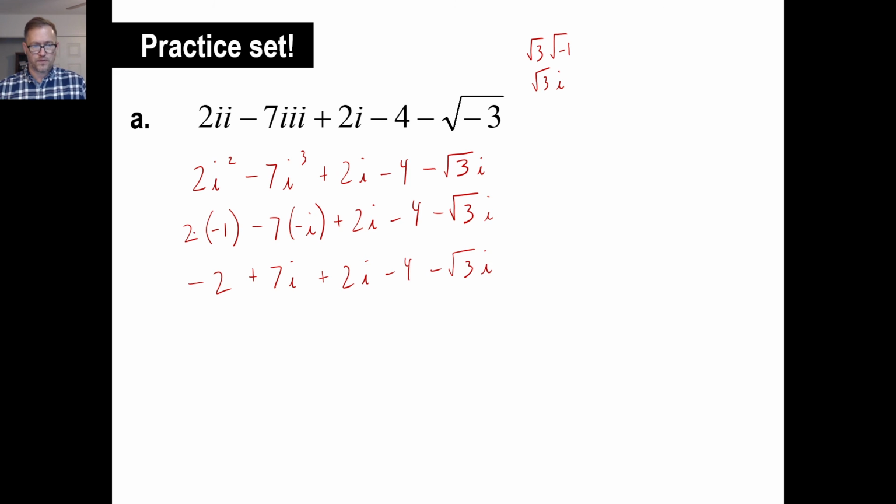Okay, let's get the numbers first. There's a real number. There's a real number. So you got negative 6. And this is where it gets weird. Okay, so obviously we can go 7i plus 2i is 9i, right? Well, 9i minus the square root of 3. In other words, we have this many i's. 9 minus the square root of 3.